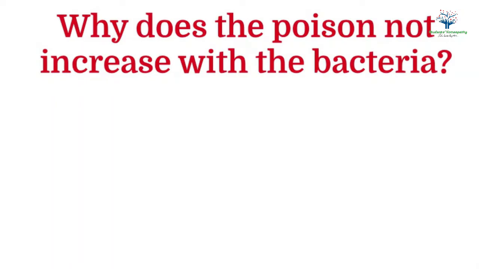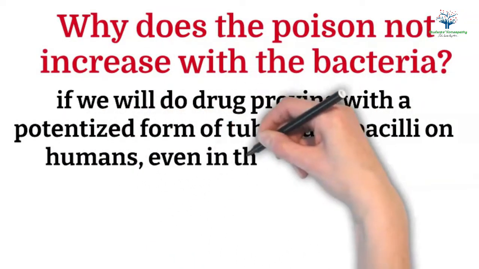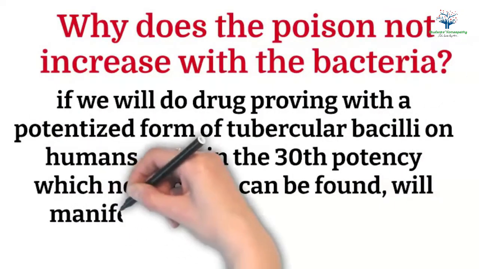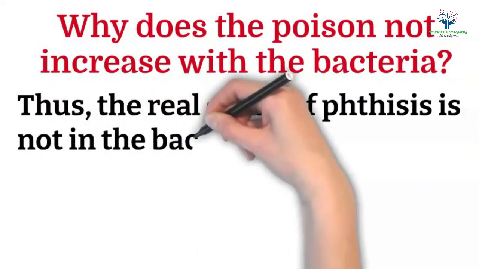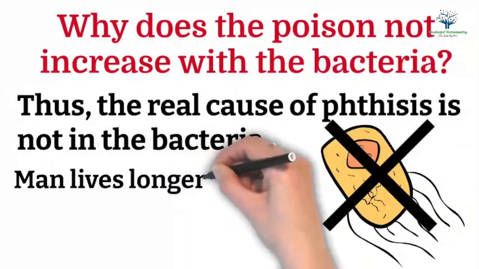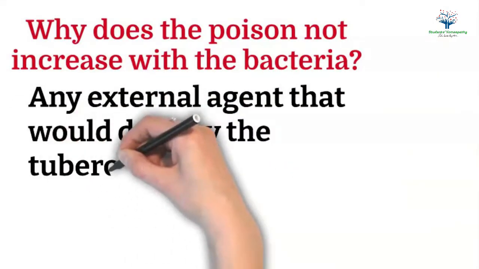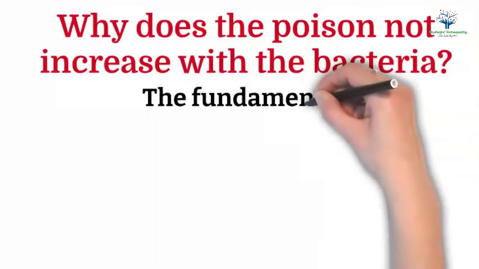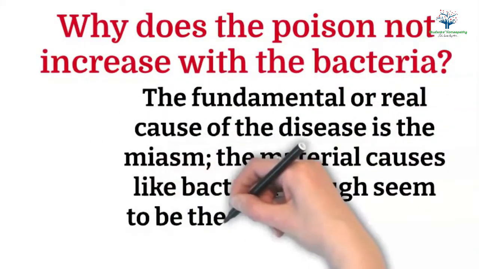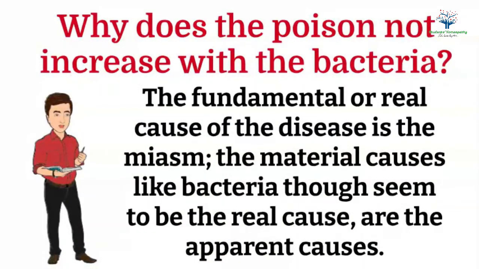Kennedy explains that if we do drug proving with a potentized form of tubercular bacilli on humans, even the 30th potency, in which no microbe can be found, will manifest symptoms similar to tuberculosis. Thus, the real cause of phthisis is not in the bacteria. Man lives longer with the bacteria than he would without them. Any external agent that would destroy the tubercular bacilli would cause the consumptive to die soon. The fundamental or real cause of the disease is the miasm. The material causes like bacteria, though they seem to be the real cause, are the apparent causes.